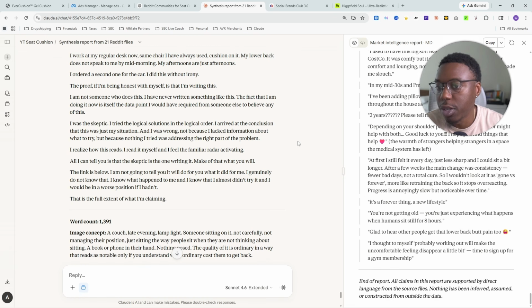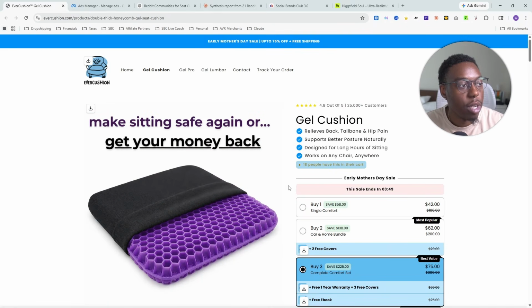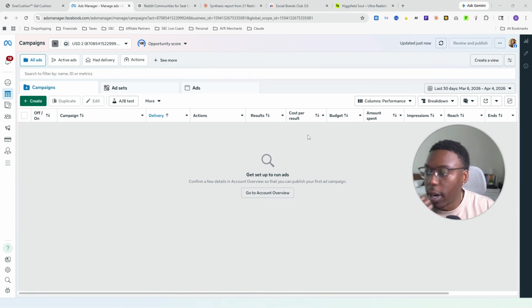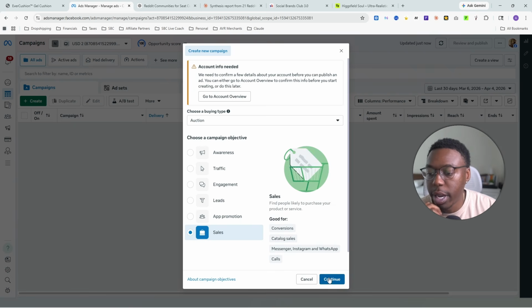So we have our images, we have our long form copy. We're assuming that we already have our website and everything built. So all that is left is to launch this bad boy up into Ads Manager. All right, so all the heavy lifting is done. This next part is really, really straightforward. So we're going to go to create here. We're going to hit sales campaign and hit continue.